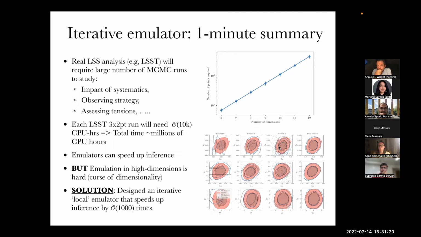Sorry, just to make sure, is the question basically whether getting the 2D posterior correct ensures that the higher-dimensional posterior is correct? It's a simpler question. I'm basically asking whether you trust your error bars.